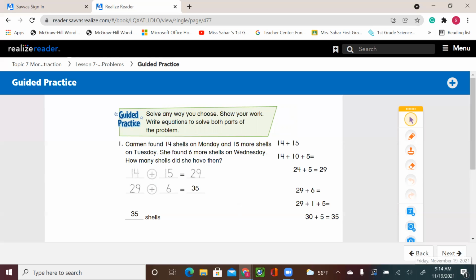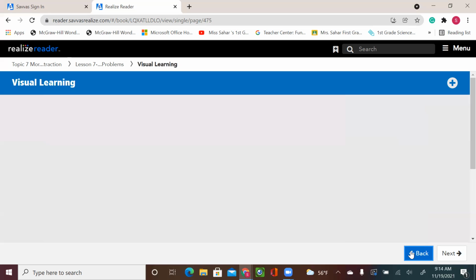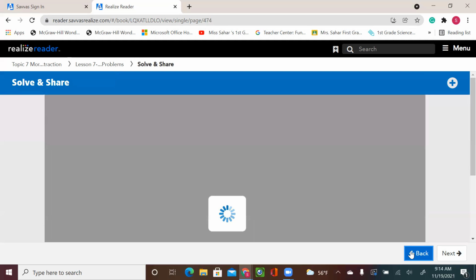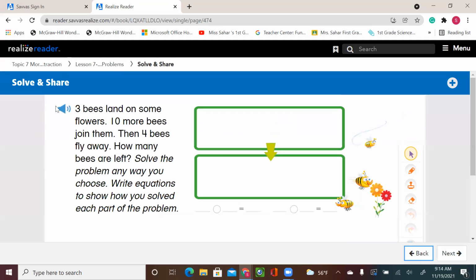All right, let's go to the first question that we had in the beginning of the lesson and work together. 3 bees land on some flowers. 10 more bees join them. Then 4 bees fly away. How many bees are left? Solve the problem any way you choose. Write equations to show how you solved each part of the problem.